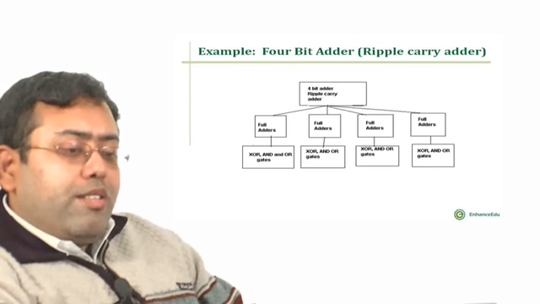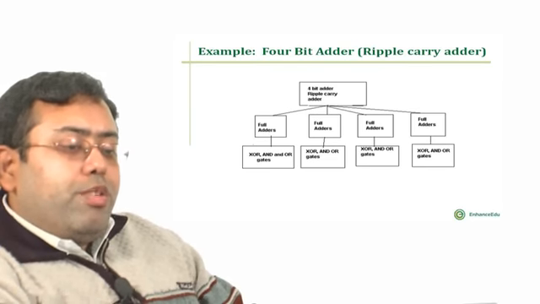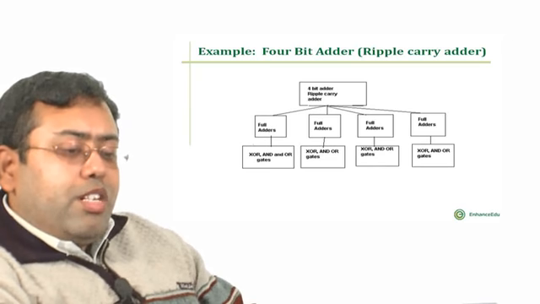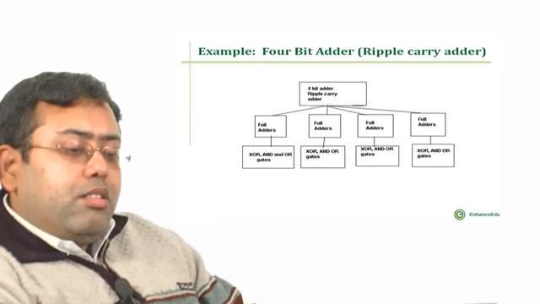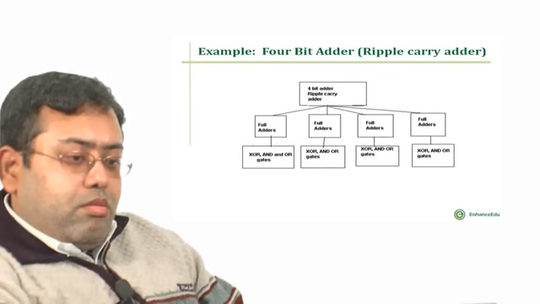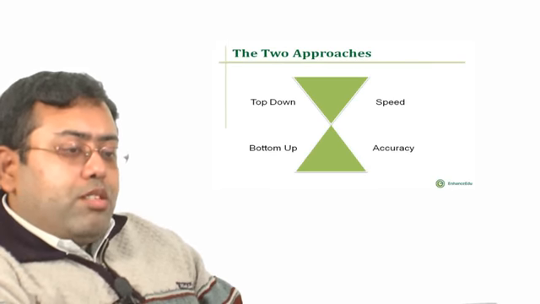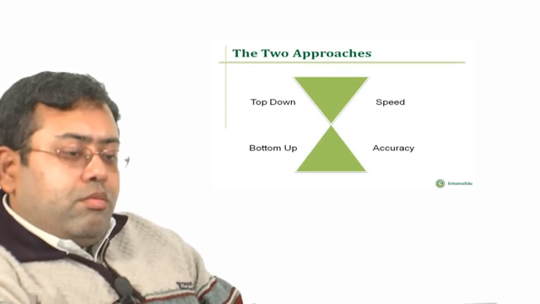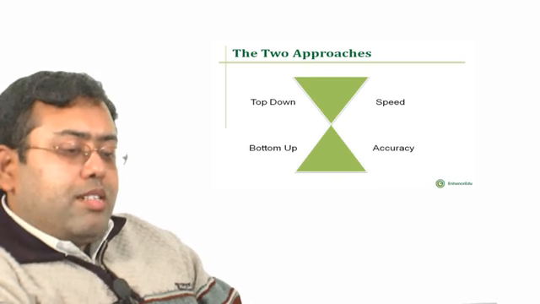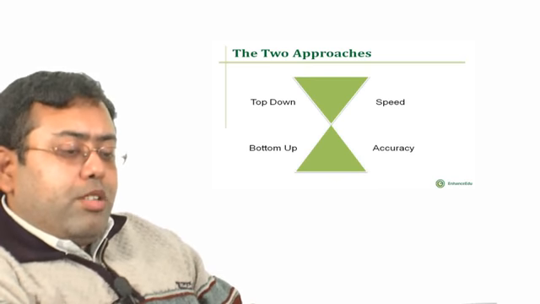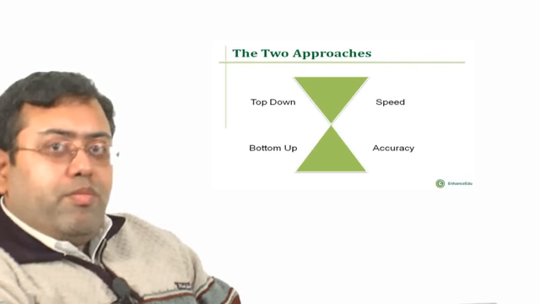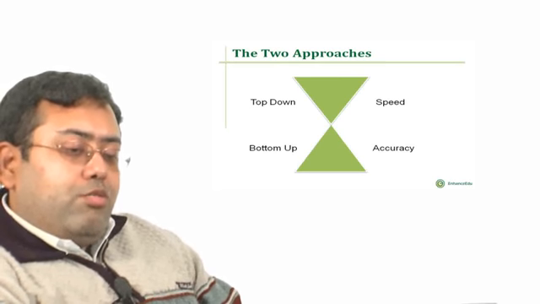In case of the top-down design philosophy, you start with the design of a 4-bit ripple carry adder, and then split it up into 4 full adders, with each full adder being divided into XOR, AND and OR gates. There are two approaches of design. One is the top-down approach, which has the advantage of speed. The bottom-up approach has the advantage of accuracy. So, in order to have a good compromise between the two, a combination of the two is the typically chosen method.